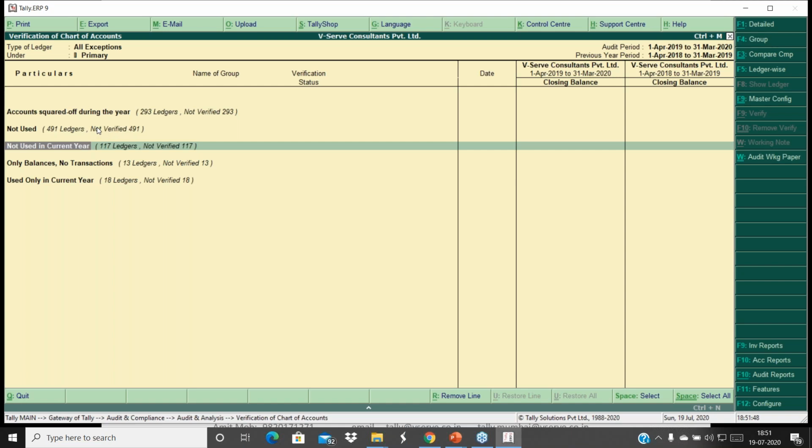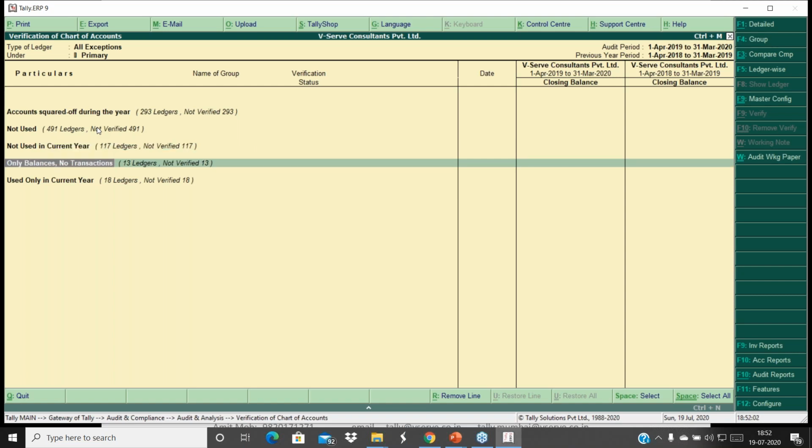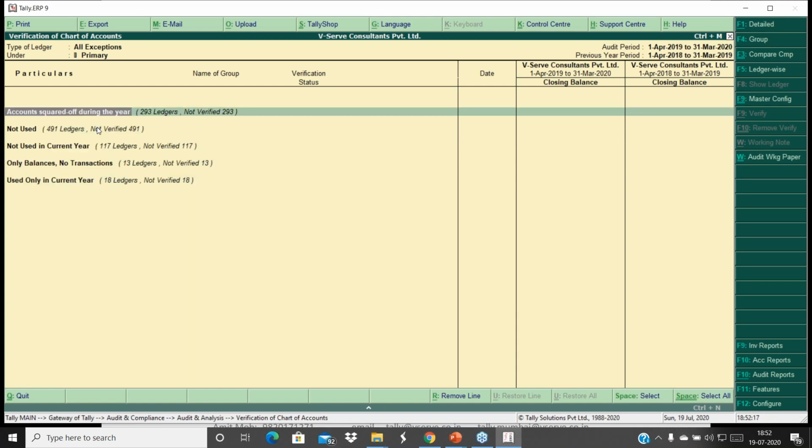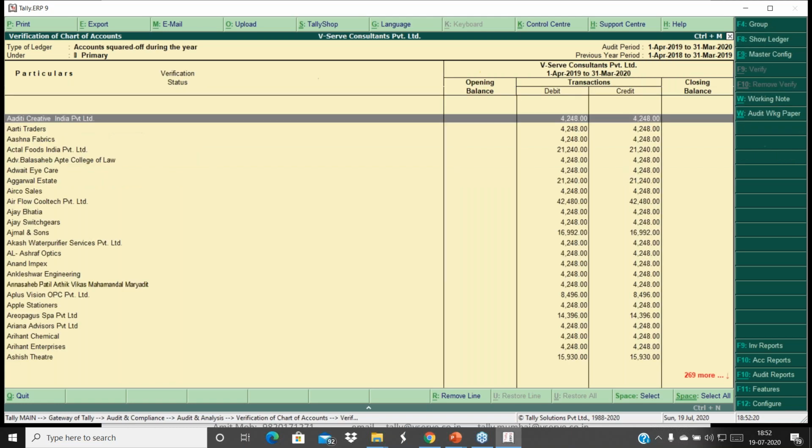So that also becomes something for me to identify specifically. If it is a debtors ledger, then it becomes a matter of concern for me, and likewise a suppliers ledger, in case I don't wish to continue any activity with those suppliers. Only balances, no transactions: these are the ledgers that again need to be identified, those where there are no transactions and absolutely only balances. And used in the current year, about 18 ledgers are used in the current year. So I can go and check this.